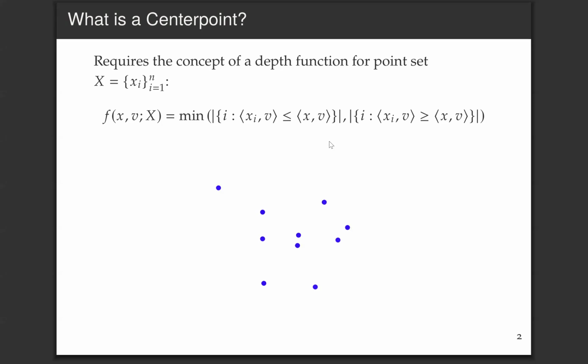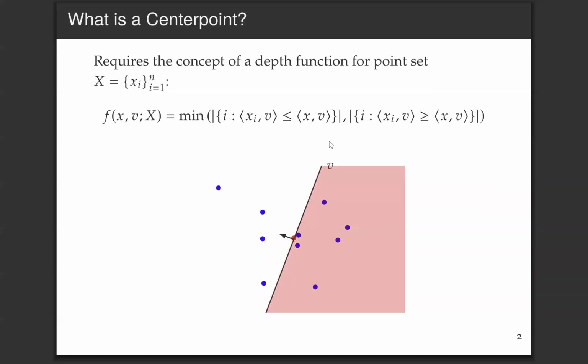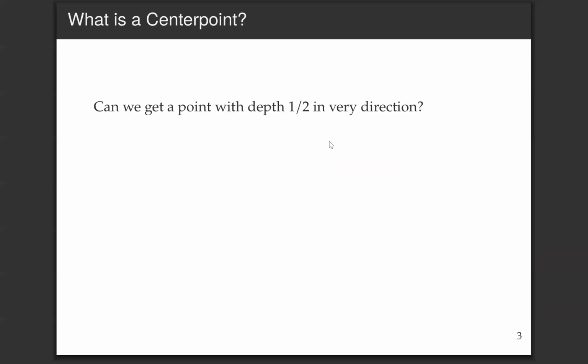So for some point set capital X here in higher dimensions, let's say that the point that you want to test for its depth is this red point here. And V specifies this hyperplane passing through the red point little x. And you count the number of points on one side of this hyperplane, and you count the number of points on the other side of this hyperplane, and you take the minimum of these two to compute the depth.